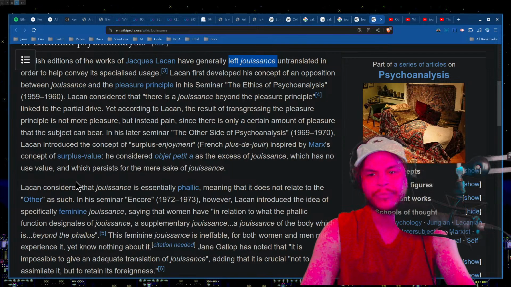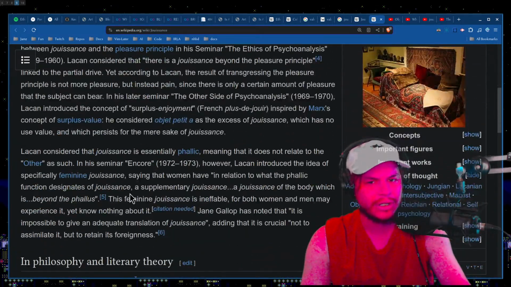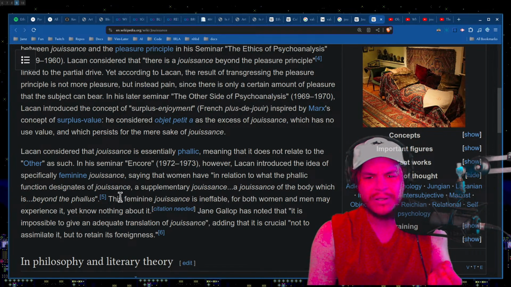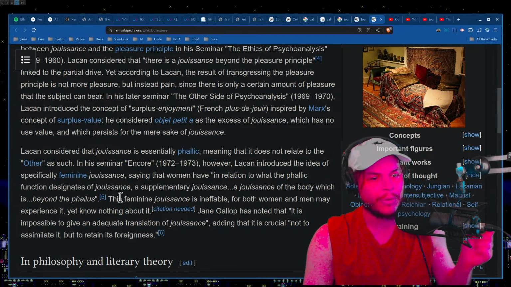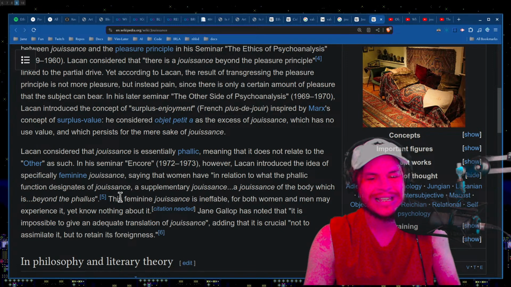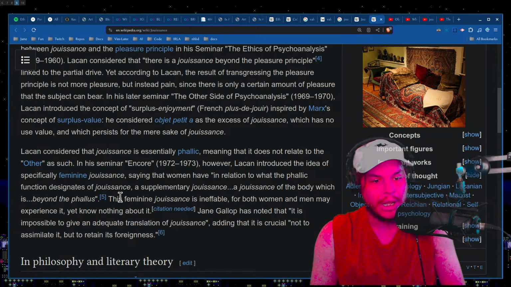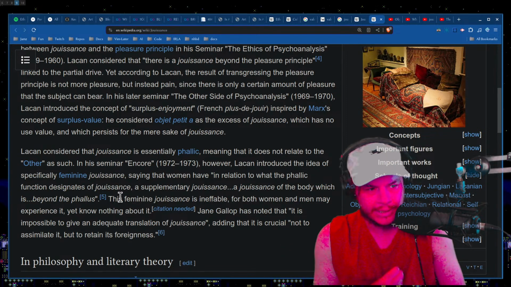I'm not there yet. Lacan considers that jouissance is essentially phallic, meaning that it does not relate to the other as such. In his seminar Encore, however, Lacan introduced the idea of specifically feminine jouissance, saying that women have, in relation to what the phallic function designates of jouissance, a supplementary jouissance, a jouissance of the body, which is beyond the phallus. The feminine jouissance is ineffable, for both women and men may experience it, yet know nothing about it. Jane Gallop has noted that it is impossible to give an adequate translation of jouissance, adding that it is crucial not to assimilate, but to retain its foreignness.